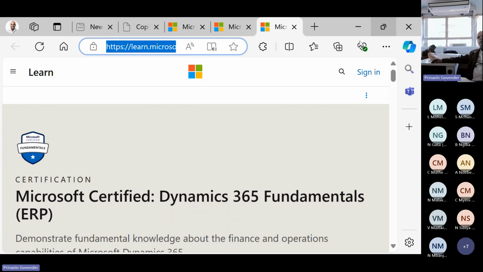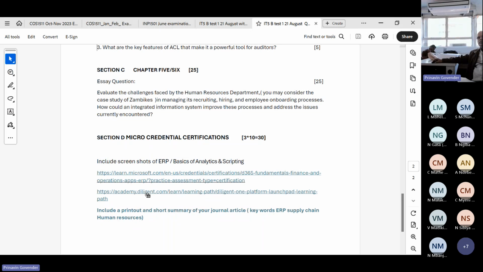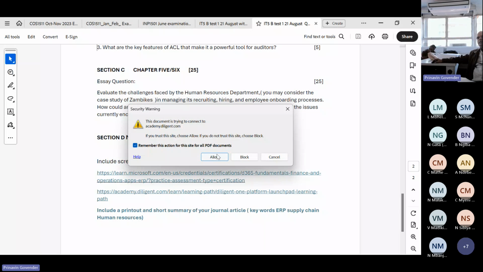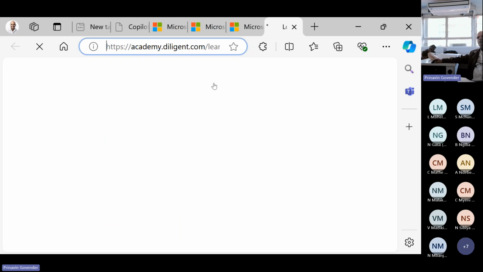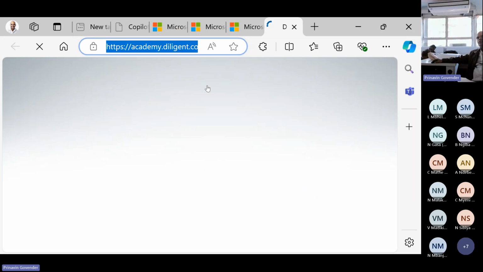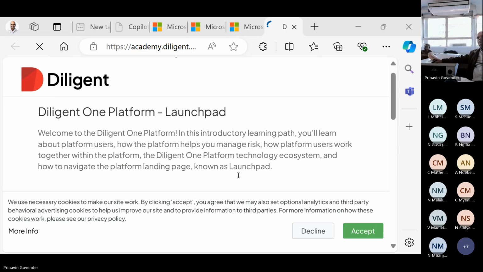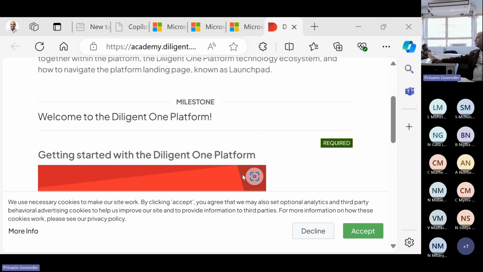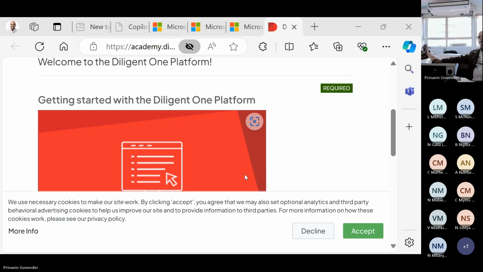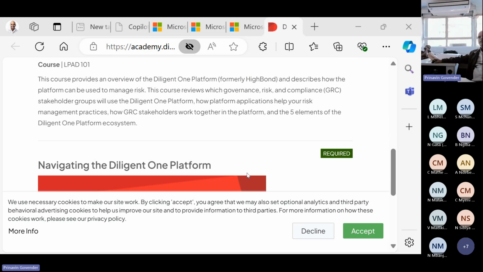And then the other one that I would have liked you to do is the Diligent platform. So later you want to log in and tell us if your issue has been resolved. If not resolved, you follow up with them. Yes, follow up with them.